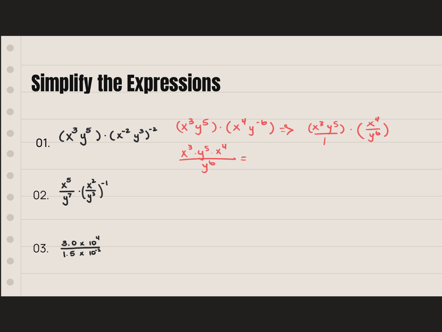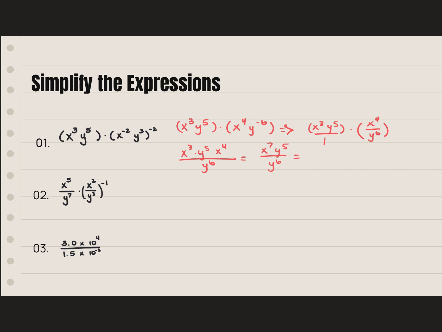I can simplify that numerator. When I multiply something of the same base, I add their exponents. So 3 plus 4 gives me 7. Then y to the fifth over y to the sixth, and when I divide the same bases, I subtract their exponents.